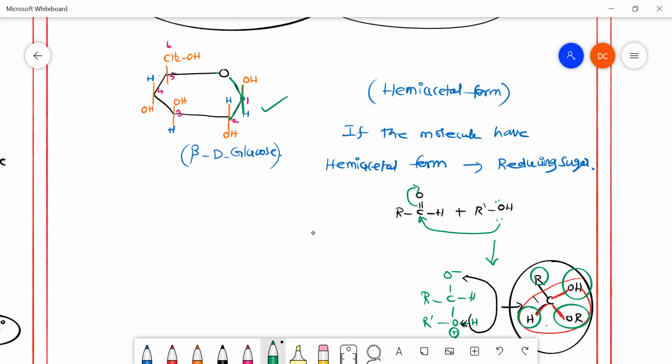How can we check? We can check with the help of the hemiacetal form. Is that clear, Kana? Yes, sir, it's clear. Yeah, fine.